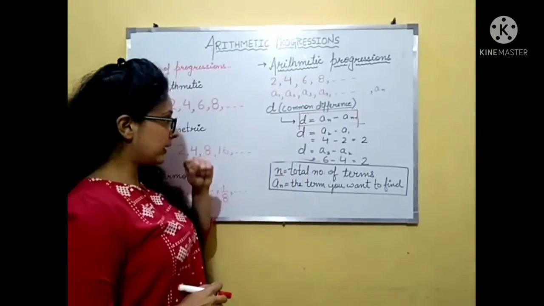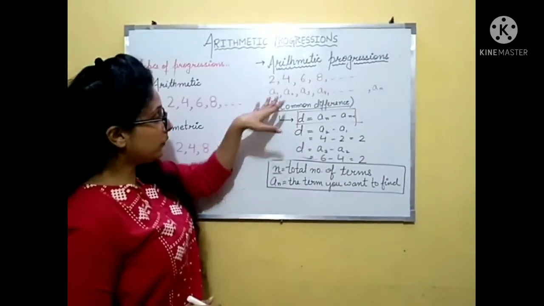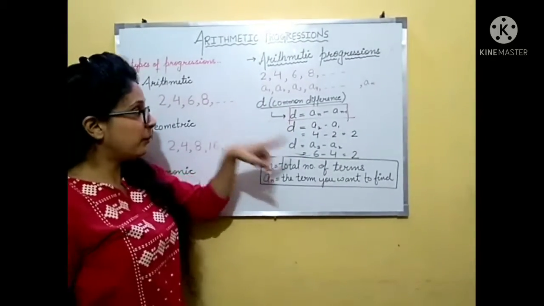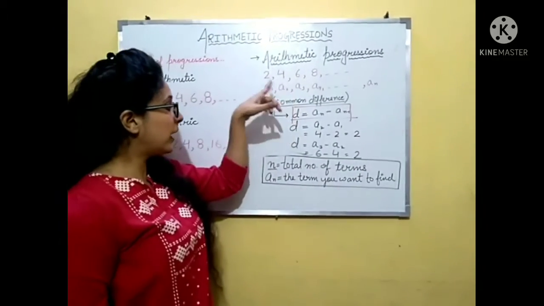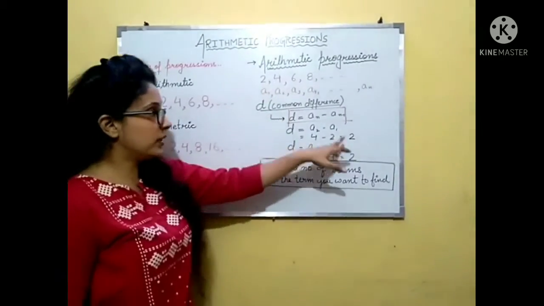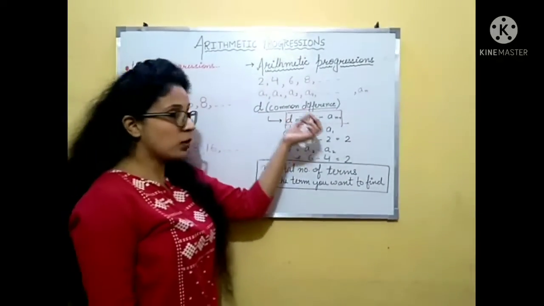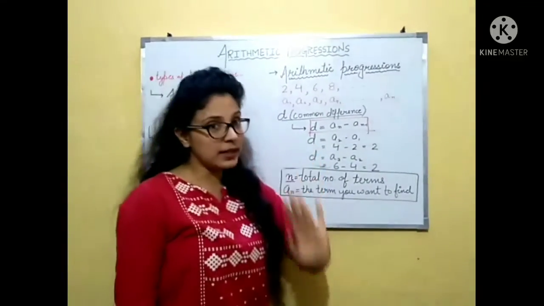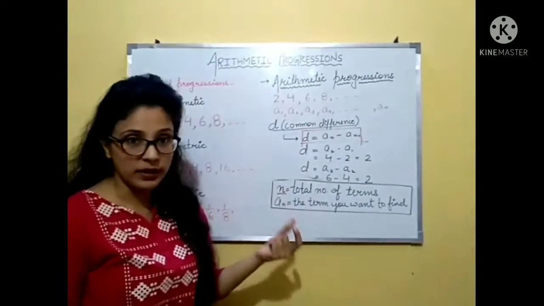Here you can see that if I want to find out the common difference, then I will subtract the first term from the second term, like 4 minus 2 is 2. I can also subtract the second term from the third term. Every time I will get the same answer because this is the common difference.